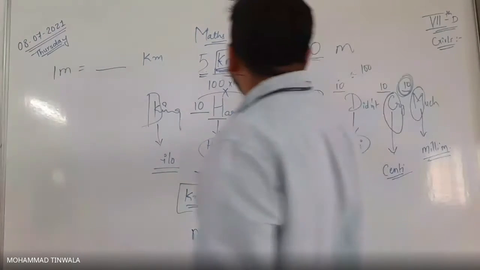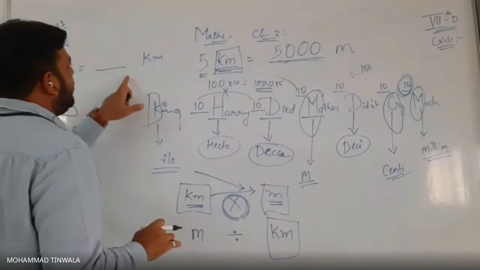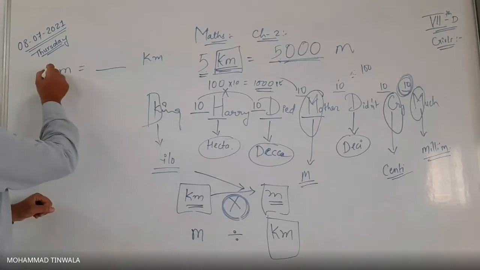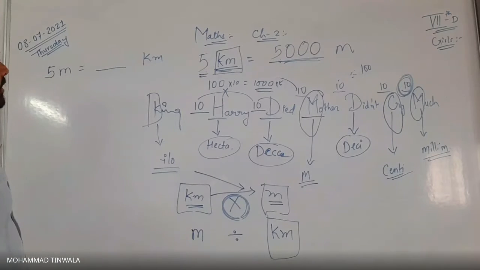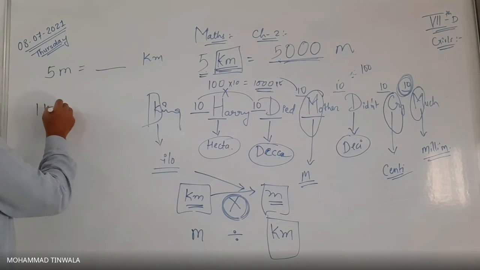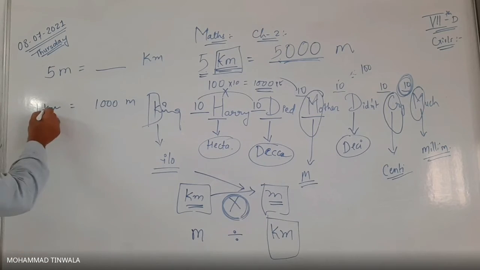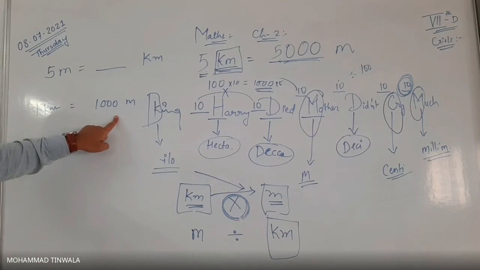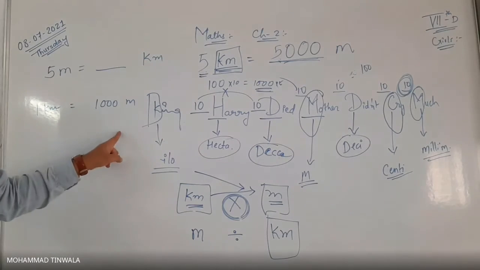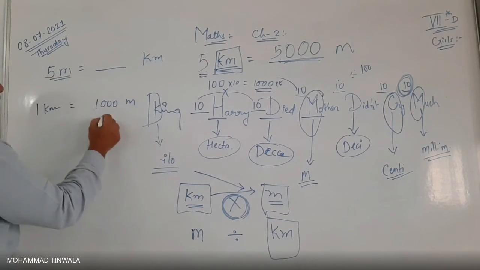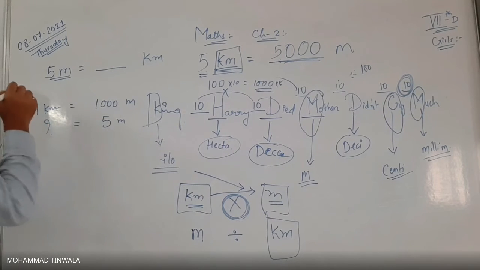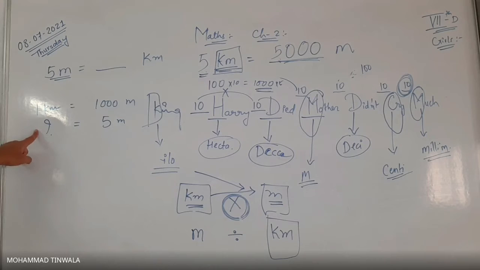Okay. So if I say the same thing, 1 meter is equal to dash kilometer. If I say 5 meter is equal to dash kilometer. So you already know that 1 kilometer is equal to 1000 meter. Right? 1 kilometer is 1000 meters. That is the calculation we have. Now we have 5 meter here and we have to find the kilometer. Is that clear, girls? What I am doing here? 1 kilometer is equal to 1000 meter. We have 5 meter. We have to find out what is kilometer.